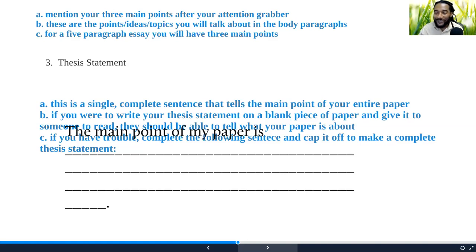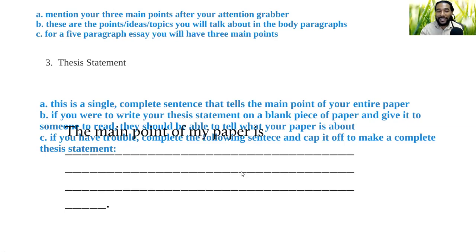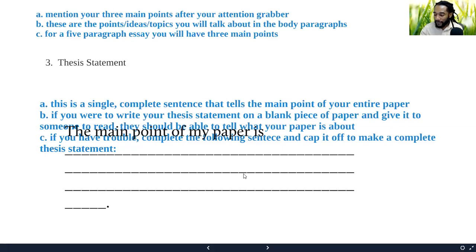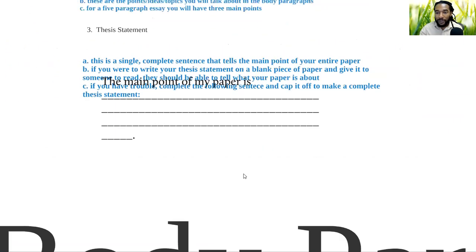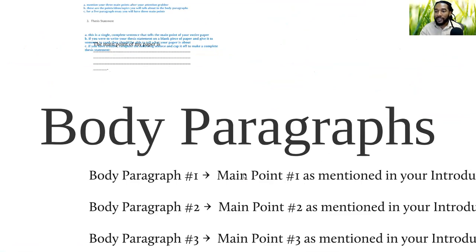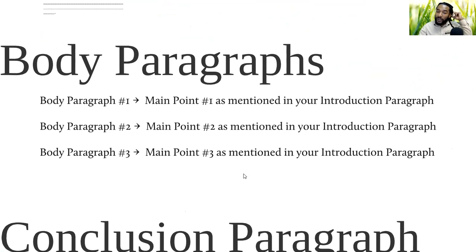All right, so yeah, you want that last sentence of your introduction paragraph to be something that tells the whole main idea of what you're writing. Let's get to the body paragraphs. Body paragraph number 1 is the first main point that you mentioned. That's what it's all about, the first main point. Body paragraph number 2 is all about the second main point. Body paragraph number 3 is all about the third main point.